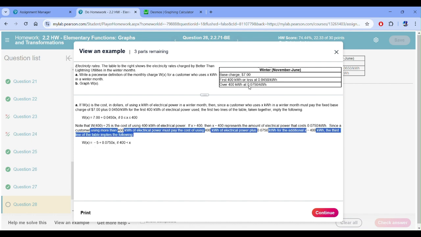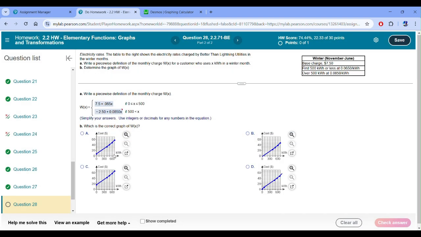Over 400 watts. I don't know where the... No, okay. I'm gonna... Dang. And then the graph of this one would look like... It's a 500, 345, 540.